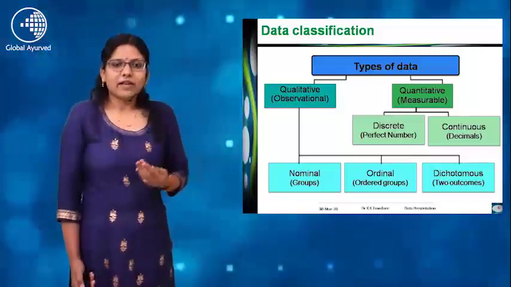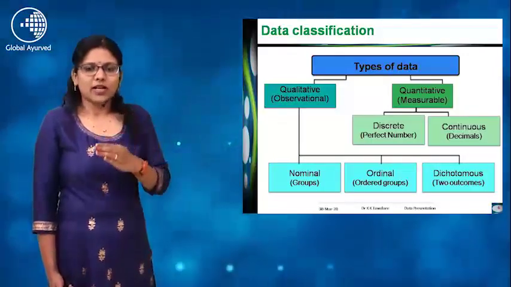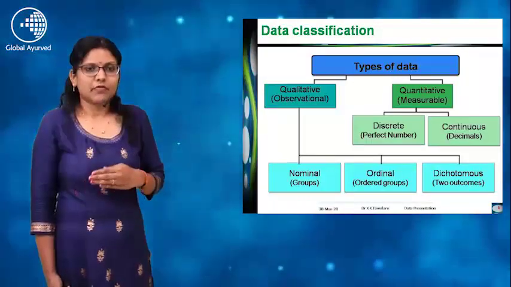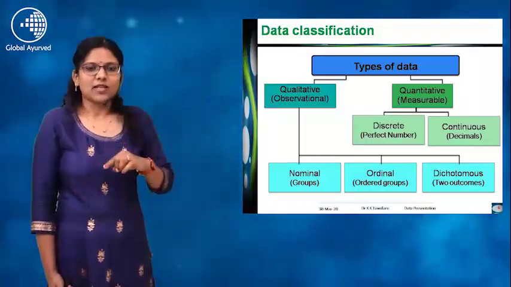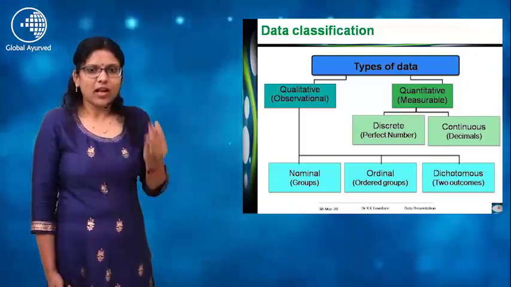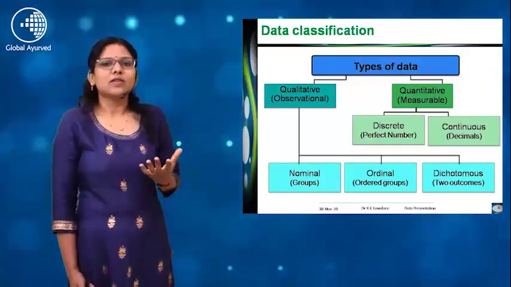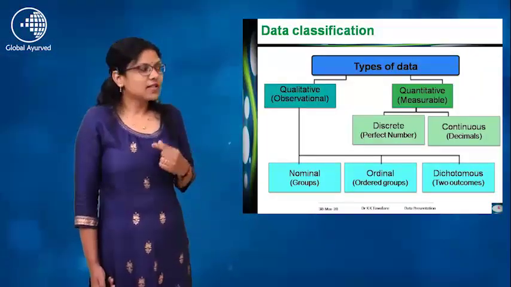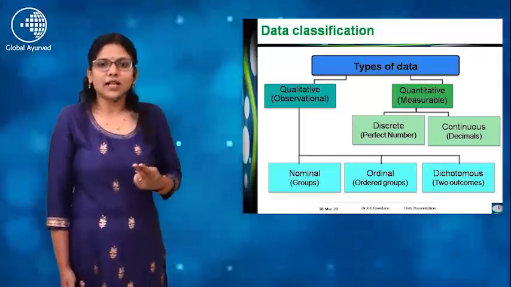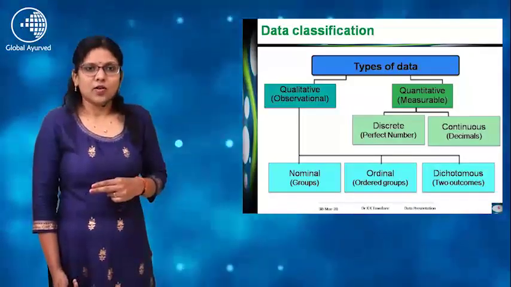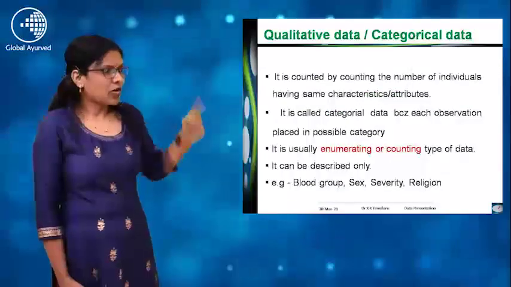Qualitative data is further divided into nominal, ordinal and dichotomous, while quantitative data is divided into two types, discrete data and continuous data. So let us see what is meant by qualitative data.